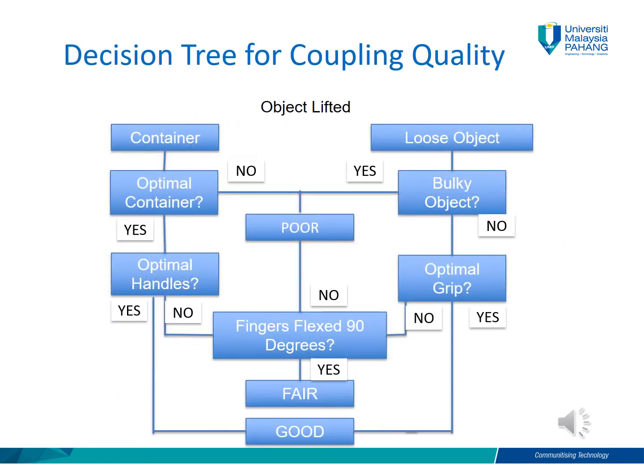On top of that, to assess the coupling multiplier, we can also use the decision tree. You may start the assessment based on whether or not the object is a container. If it is a container, you start with the left side of the decision tree. If the object is a loose object, you start from the right side of the decision tree, which will bring you to the condition of poor, fair, or good.